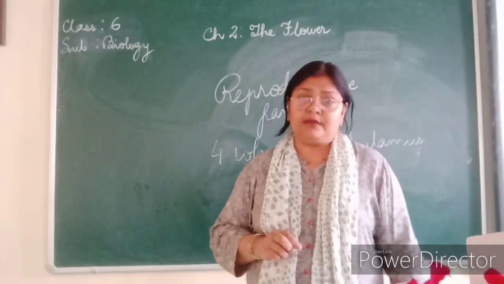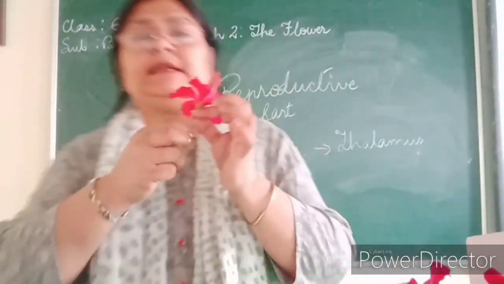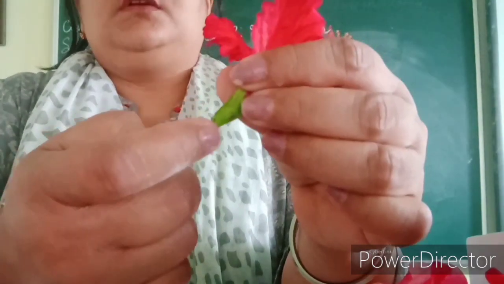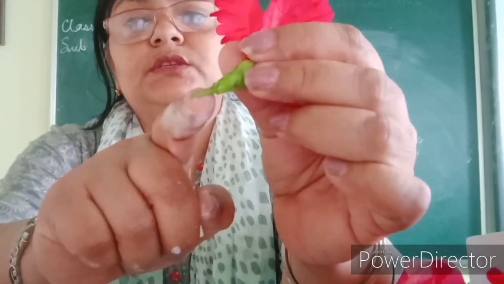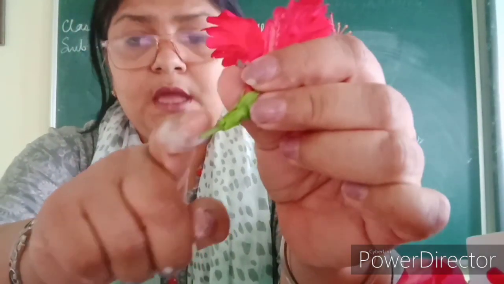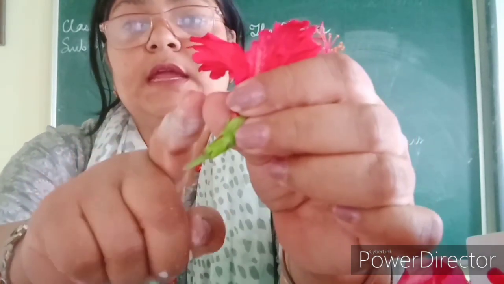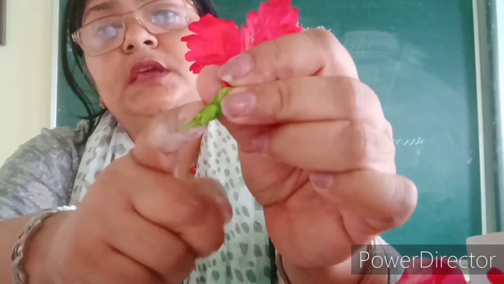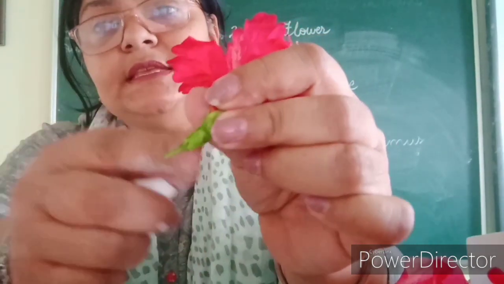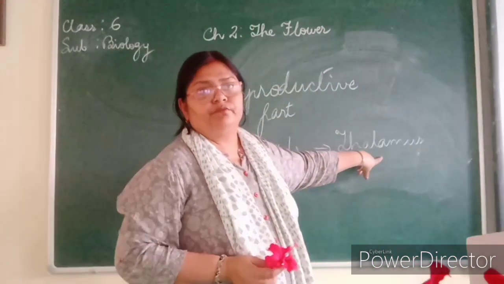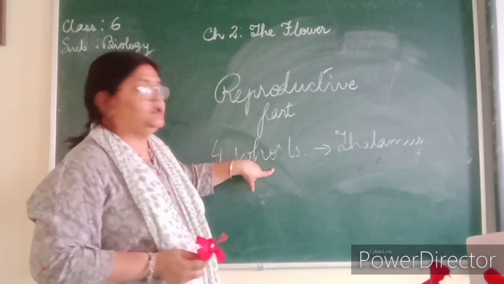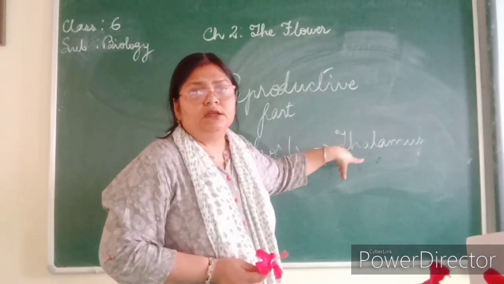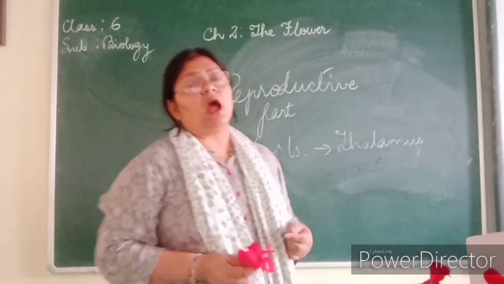Now where is the thalamus? The flower, if you notice, is attached to the plant with the help of a stalk. Can you see the stalk? It is called the pedicel. So the stalk of a flower is called the pedicel. What is the function of the pedicel? It attaches the flower to the plant. Okay. The tip of the pedicel, where the pedicel ends, is the cup-shaped thalamus. On this thalamus are these 4 whorls arranged. So we find all the 4 whorls arranged on the thalamus. Clear?